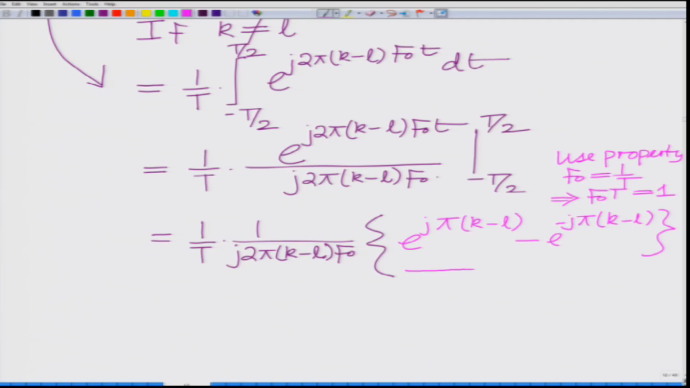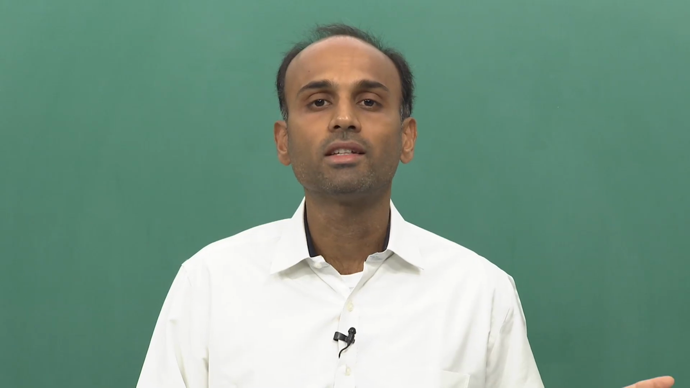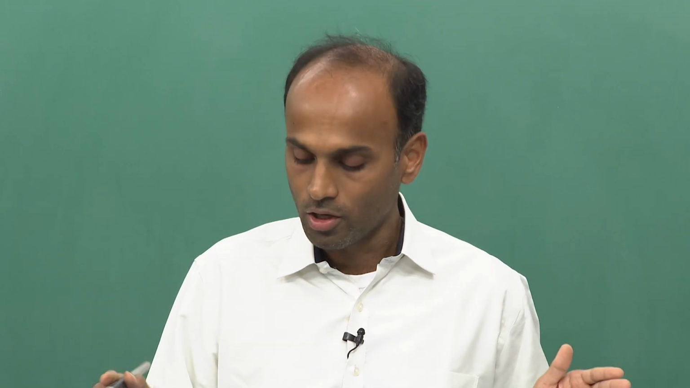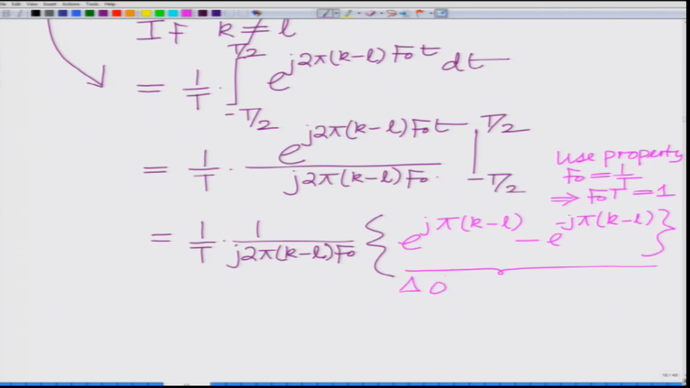Now, look at this: this is a sinusoid evaluated at phase pi (k minus L) and phase minus pi (k minus L). The difference between the two phases is 2 pi times (k minus L), that is an integer multiple of 2 pi. Therefore, these two complex sinusoids are equal, hence the difference is 0. So the phase difference equals 2 pi (k minus L), which means this quantity here is equal to 0.